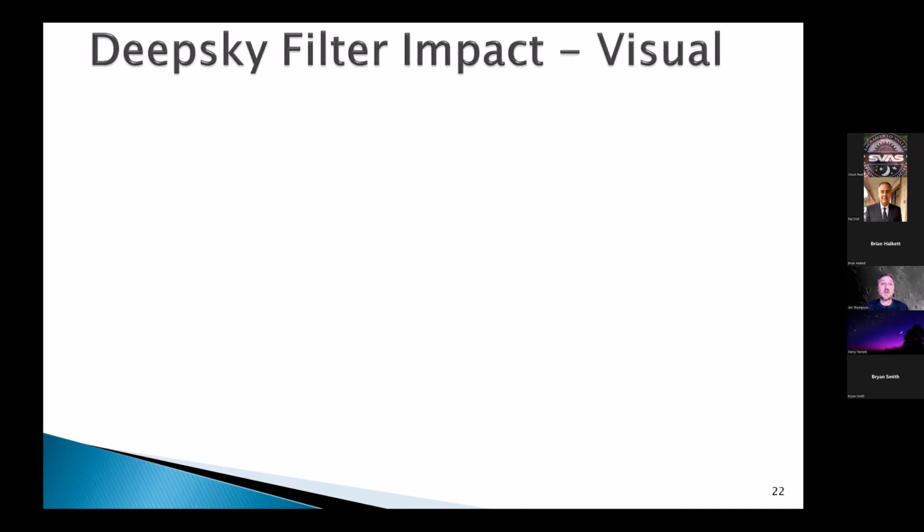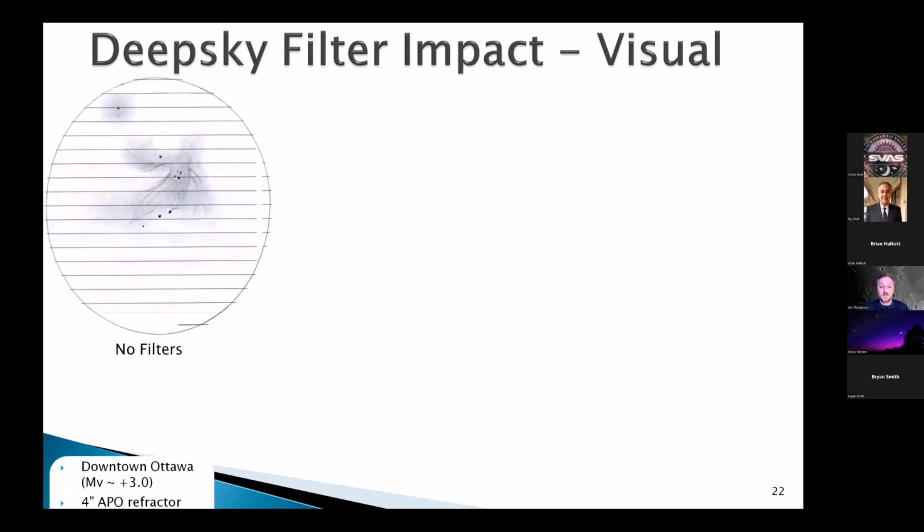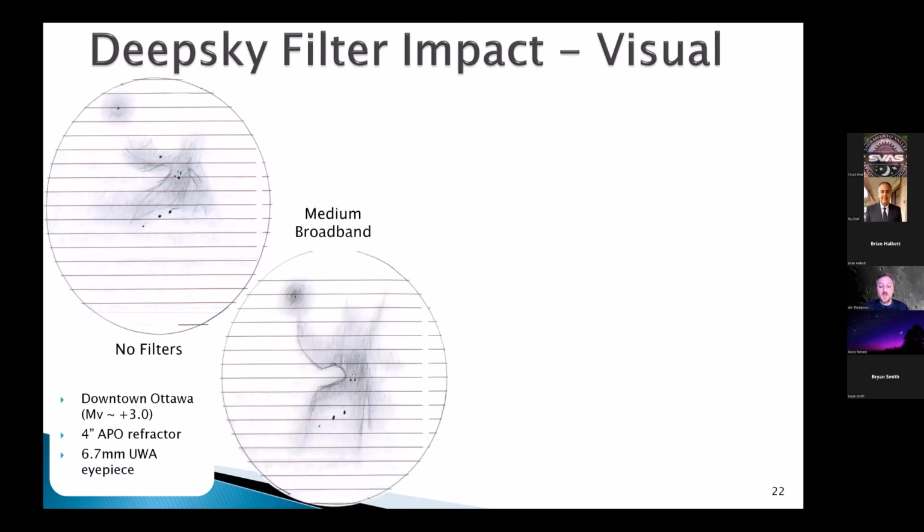Moving on to deep sky observing, let's review again what sort of benefits can be realized when using a filter. This is a sketch I made of M42 from my backyard in Ottawa using a 4-inch refractor. Without a filter, all I could make out was a smudge of nebulosity around the Trapezium stars. Adding a medium broadband filter improved the contrast and allowed a bit more of the features around the perimeter to be visible.